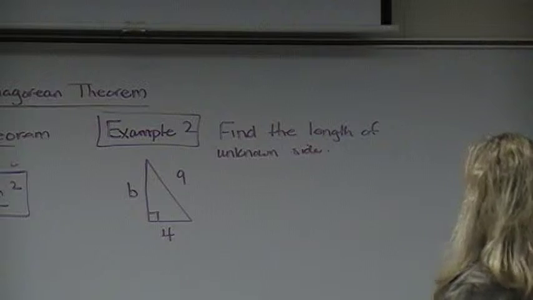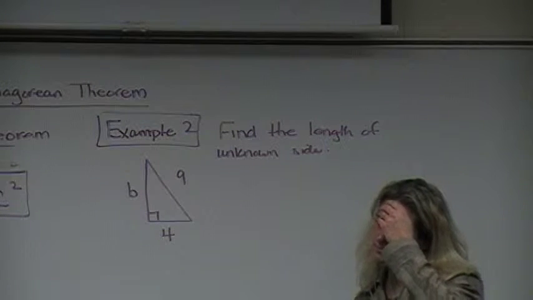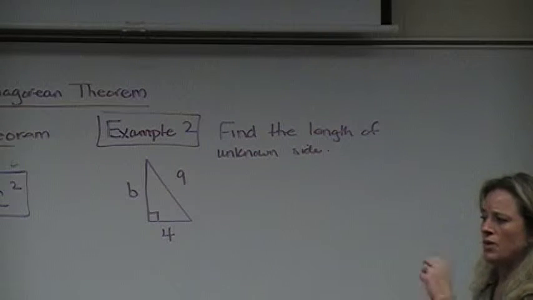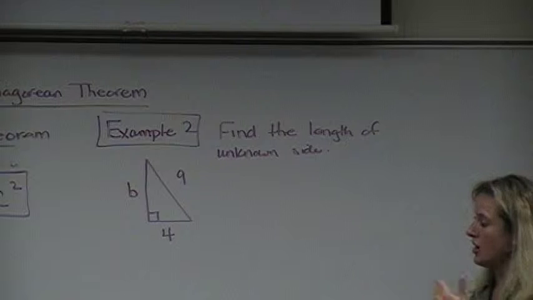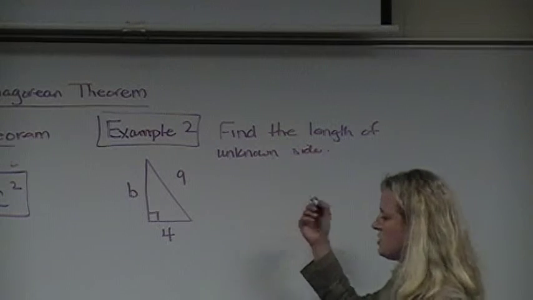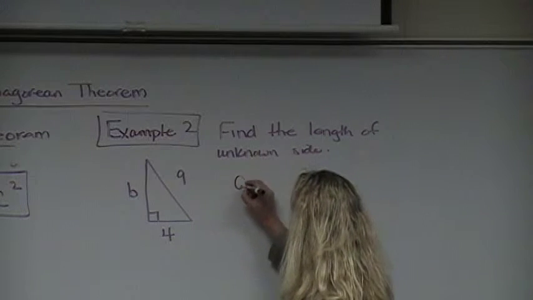Guys, what do you notice this time? What two sides did we give you? A and C, didn't we? We give you the length of one leg and the length of the hypotenuse. We're going to try to find the other leg length, in this case leg B. So we start by always writing down what first on our paper? A squared plus B squared equals C squared.